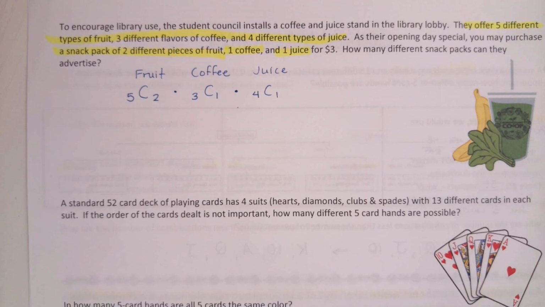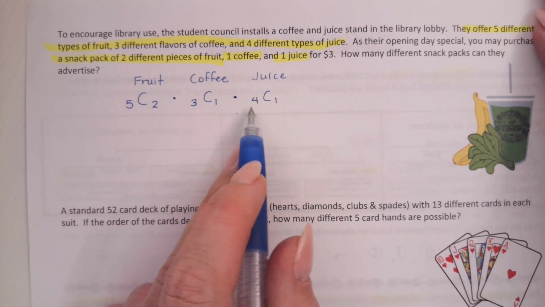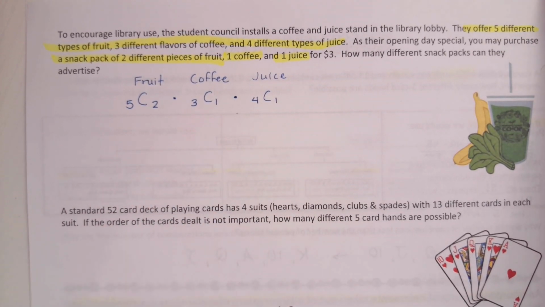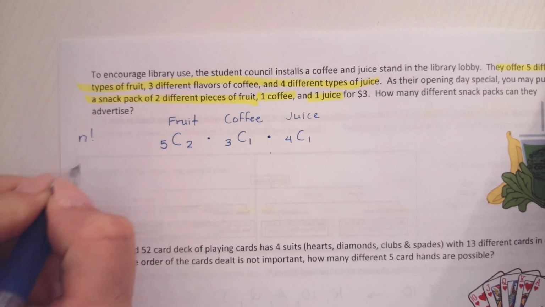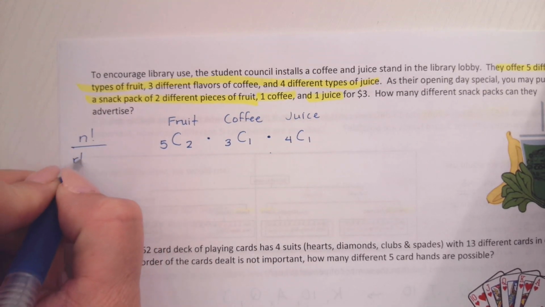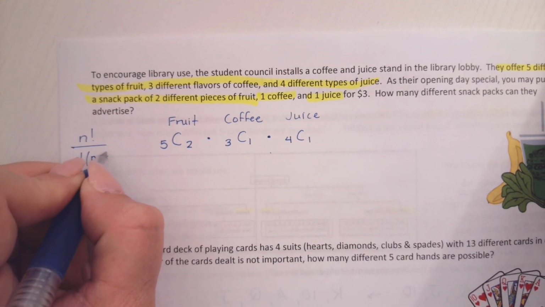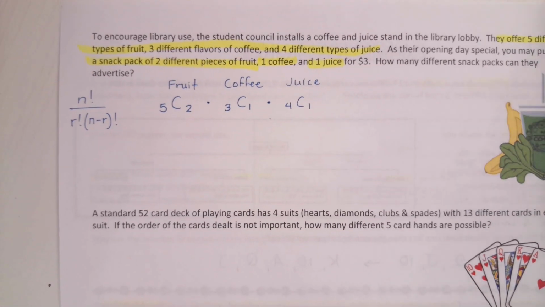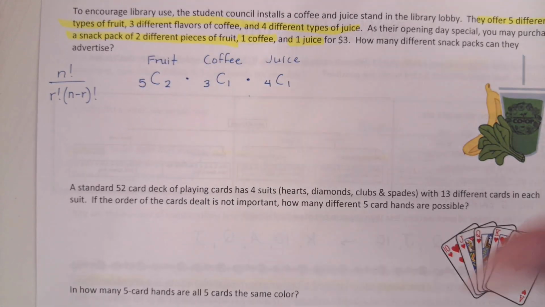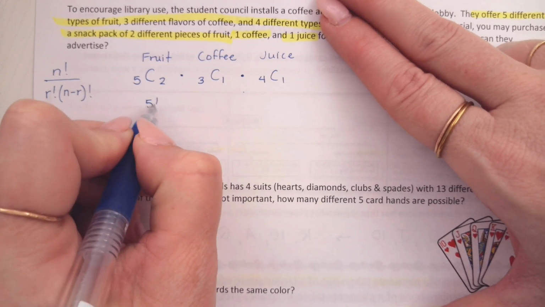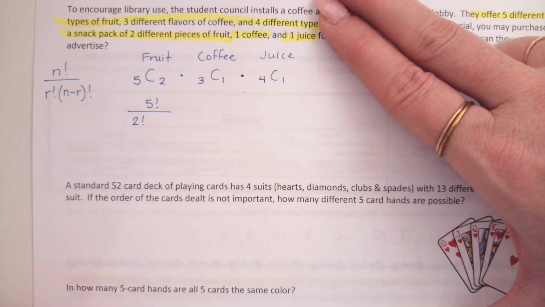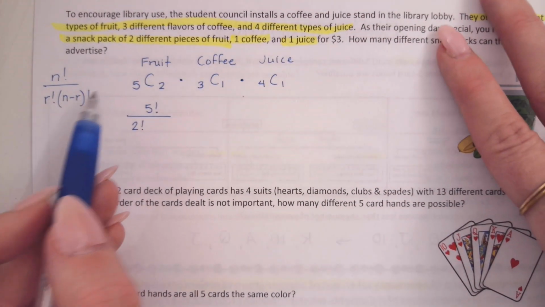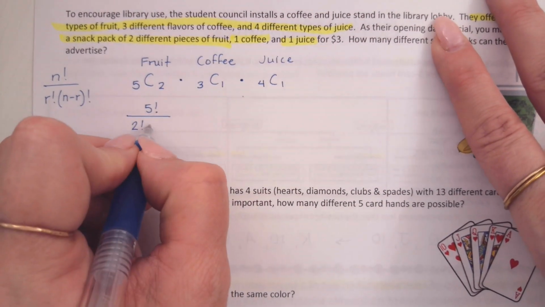It does not multiply beautifully. It's not like we can just multiply all the first numbers and then multiply all the second numbers, but we can expand and cancel where we need to. So I'm going to write out my formula over here again. It's n factorial over r factorial times n minus r factorial. So on the top for the first one, I'm going to have 5 factorial. And then I'm going to have 2 factorial. And then I'll have 5 minus 2 factorial, which would be 3 factorial.